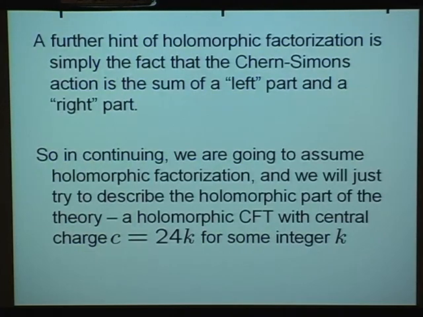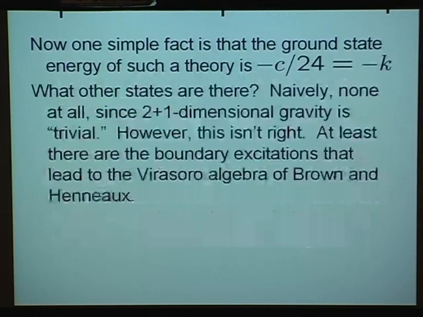So in continuing, we're going to assume holomorphic factorization, and we'll just try to describe the holomorphic part of the theory, which will be a holomorphic CFT with central charge 24k for some integer k. Now, one simple fact is that the ground state of such a theory is minus c over 24, which is minus k, and that's an integer because c is 24k. The fact that this is an integer is part of holomorphic factorization, why it's only possible at these values of c.